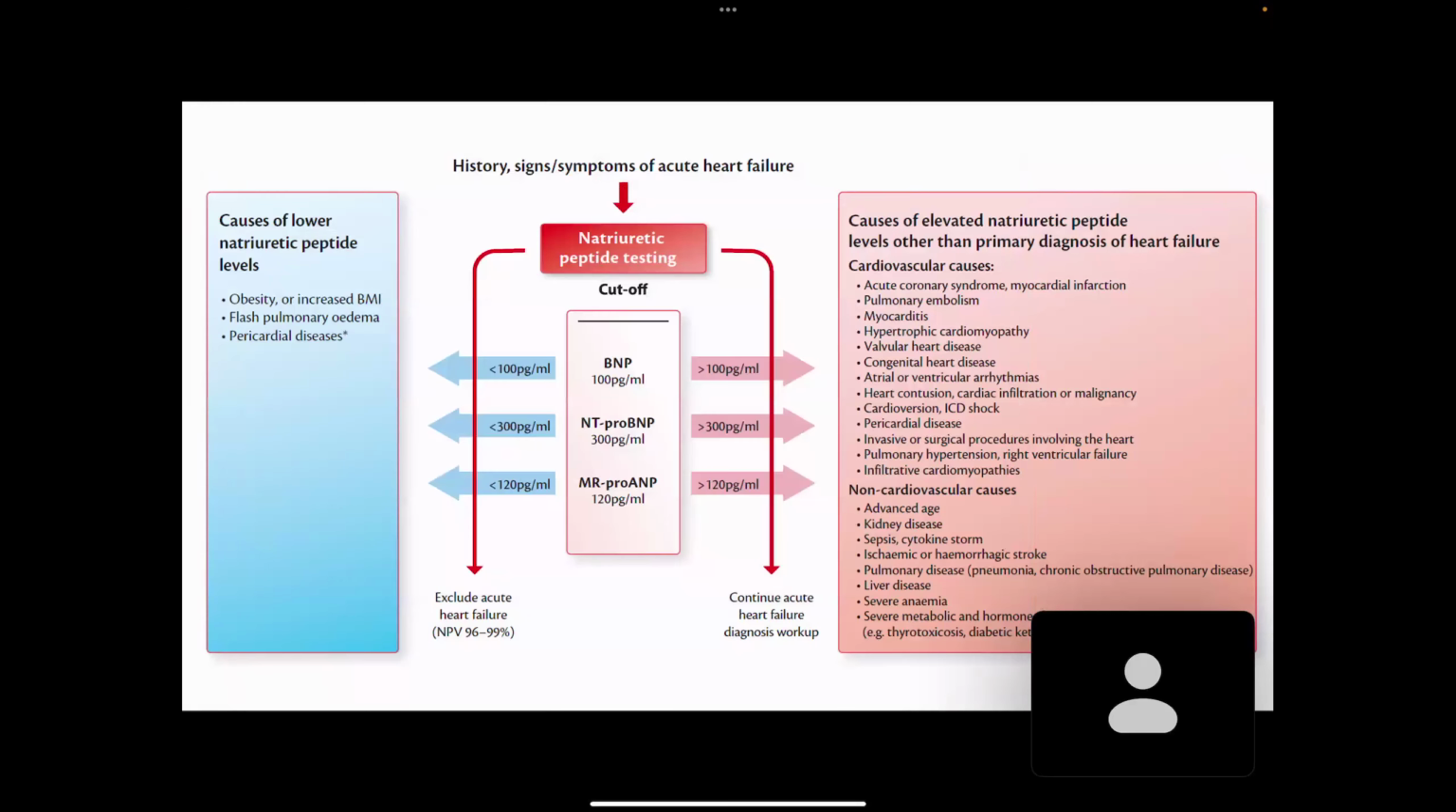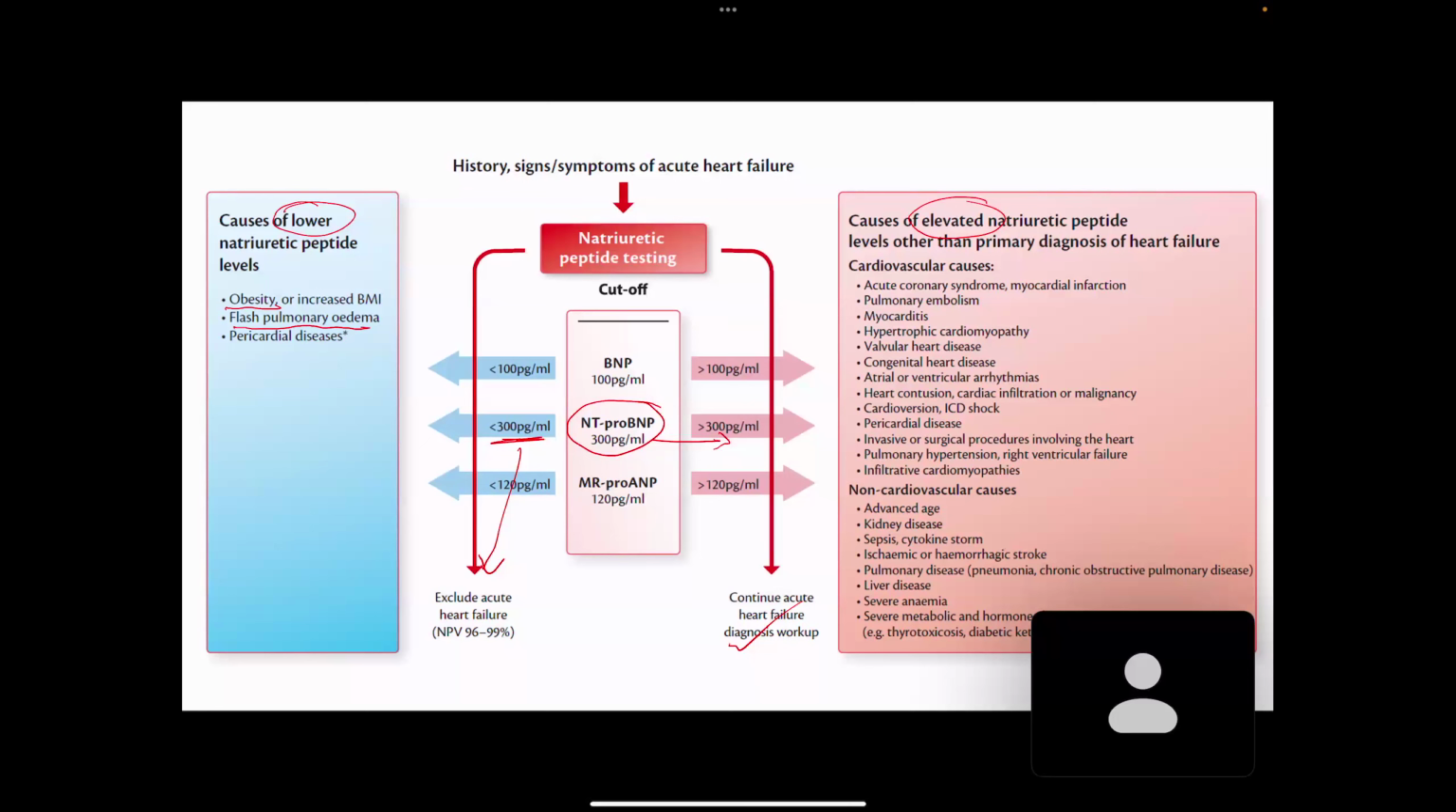A small note on NT-proBNP. If it is less than 300, it will exclude heart failure. If it is more than 300, heart failure is confirmed. There are certain conditions where NT-proBNP can actually be lower, and in certain conditions, it can be elevated because of other than cardiac reasons. What are the conditions where NT-proBNP can be lower? In patients who are obese and also in flash pulmonary edema patients, NT-proBNP can be falsely low.